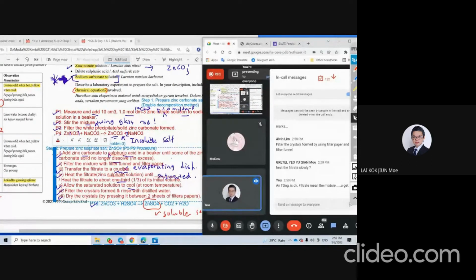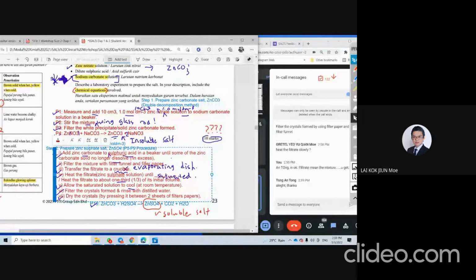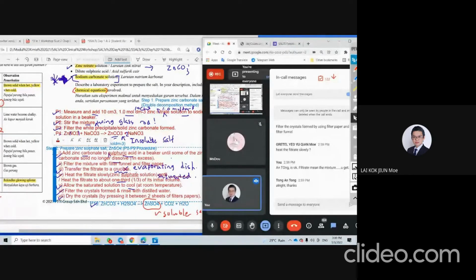Heat the filtrate slowly. Heat slowly, later you want to heat slowly is good. Actually, yeah, you cannot heat so fast. Maybe it can dry out very fast. Heat the filtrate slowly. Can. Zinc sulfate solution also can. Yes, heat slowly. Okay, no problem. Antong, the filtrate means the zinc sulfate already. Okay, filtrate means the zinc sulfate.